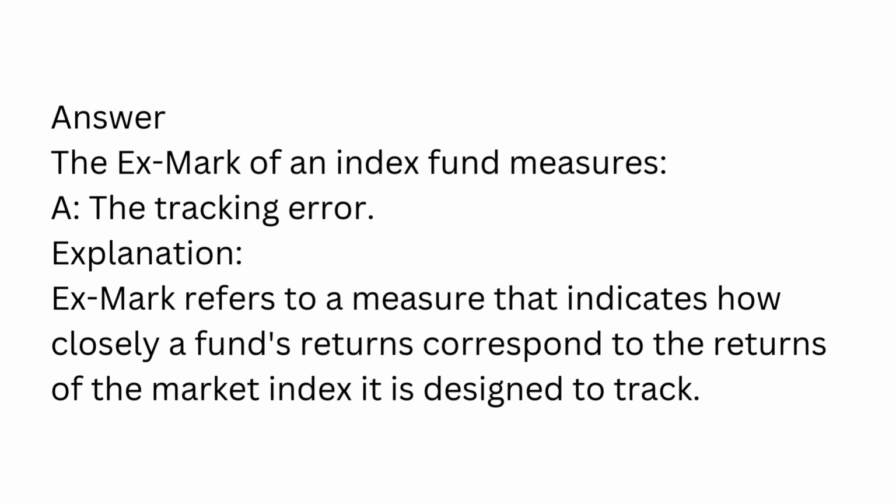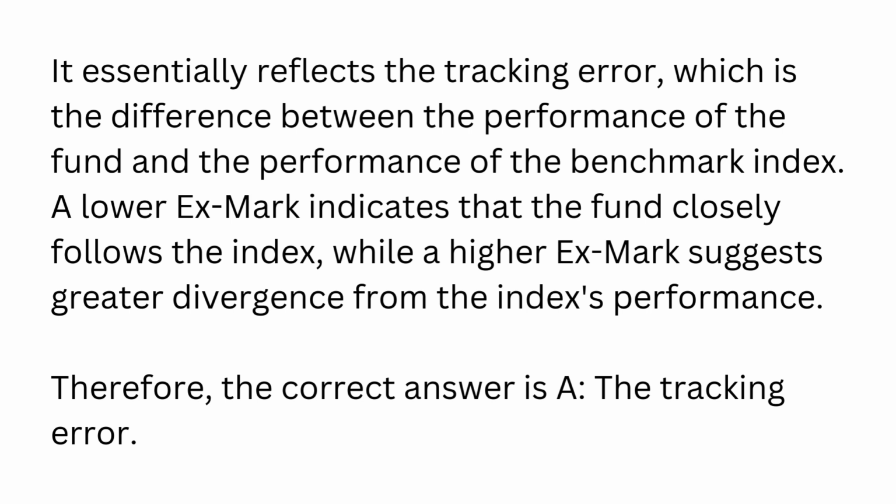The tracking error. Explanation. X mark refers to a measure that indicates how closely a fund's returns correspond to the returns of the market index it is designed to track. It essentially reflects the tracking error, which is the difference between the performance of the fund and the performance of the benchmark index. A lower X mark indicates that the fund closely follows the index, while a higher X mark suggests greater divergence from the index's performance. Therefore, the correct answer is A, the tracking error.